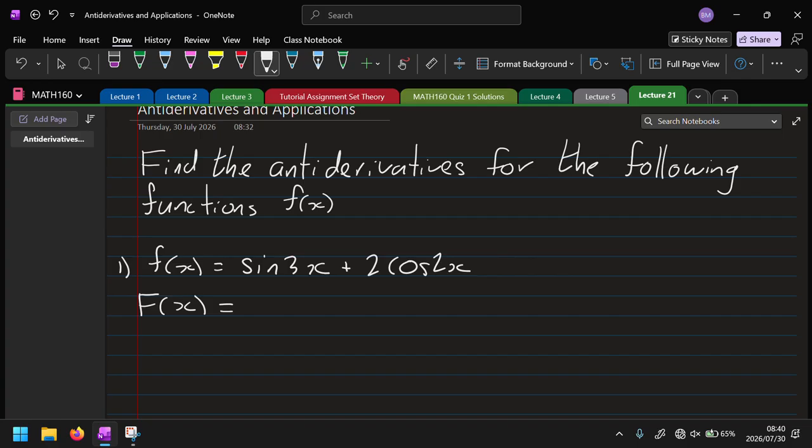Okay, so the first one, sine. We ignore the inside part. We'll get to that later. What's the antiderivative for sine? Negative cos. And then the 3, if we were doing the derivative, we times by 3. Antiderivative, we divide by 3. It's always the opposite.